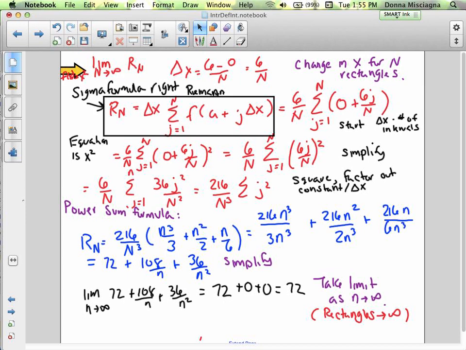Now you can do this with a left Riemann sum or midpoint Riemann sum, although I think a midpoint Riemann sum would just be a nightmare in terms of difficulty. Let's use the right Riemann sum because I find it's the easiest.